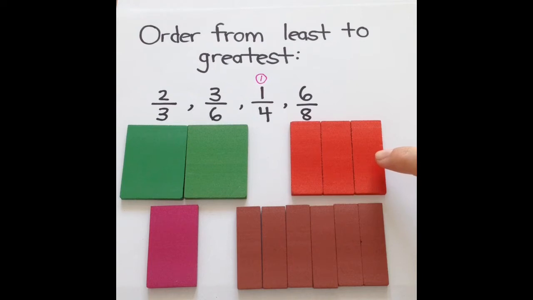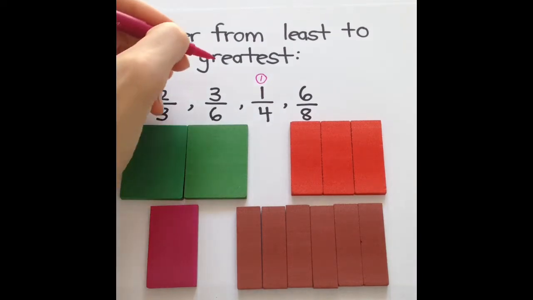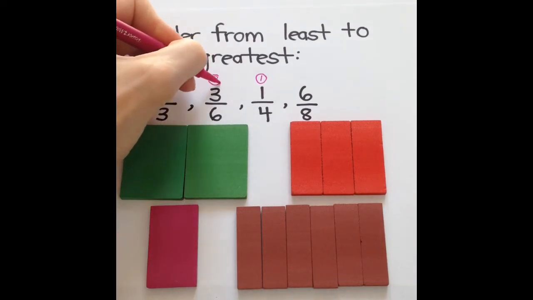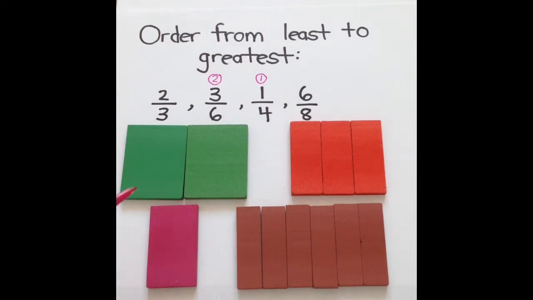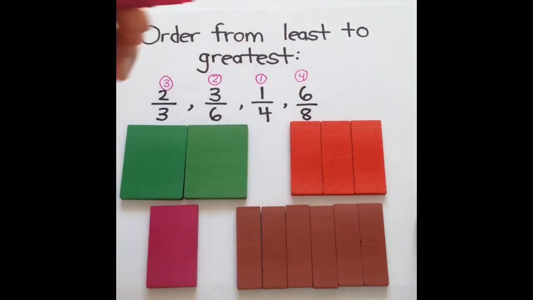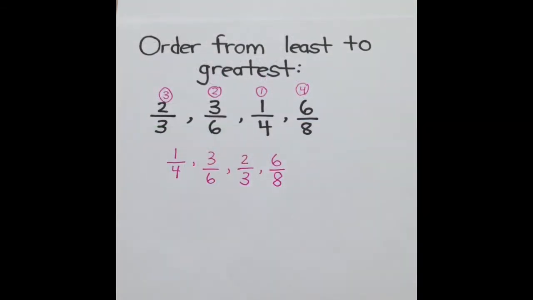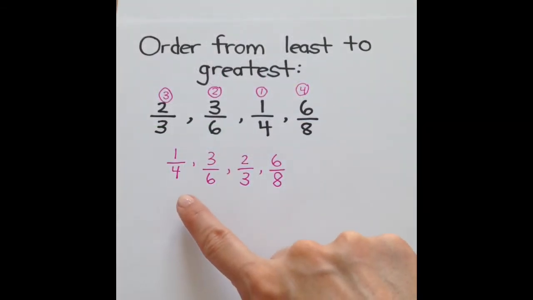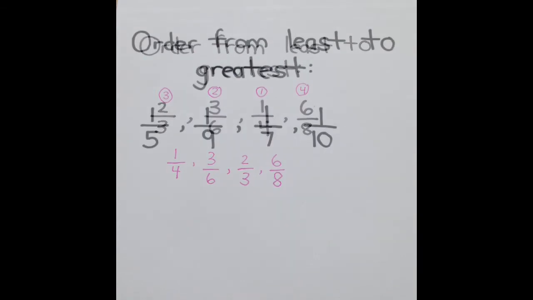Next, 3/6 is the next smallest. Then 2/3. And finally 6/8 is the largest. So now I've just listed these fractions in order from least to greatest.